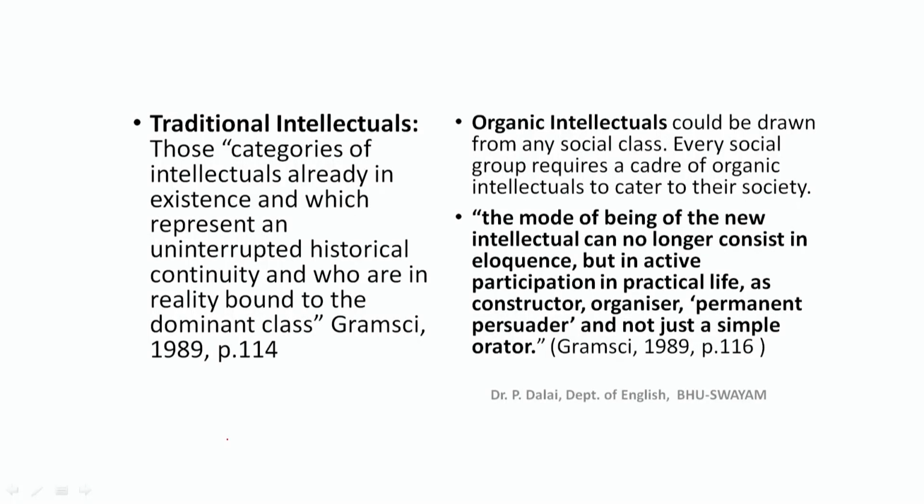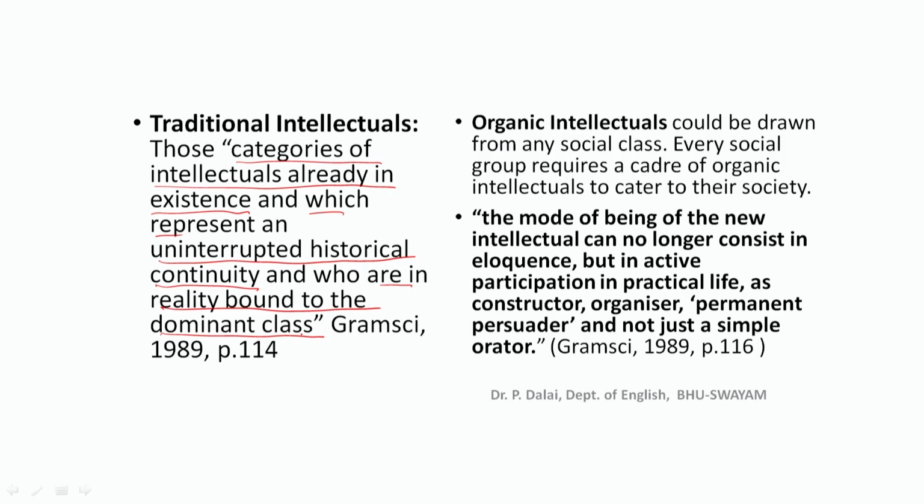So, I will take you to the slide briefly and then define it more elaborately, and then we will move to another slide to talk about another concept. As you can see on your screen, the slide talks about two kinds of intellectuals which I have already narrated: traditional intellectuals and organic intellectuals. Traditional intellectuals are categories of intellectuals already in existence and which represent an uninterrupted historical continuity, who are in reality bound to the dominant class, hailing from the same kind of Marxist, old Marxist class.